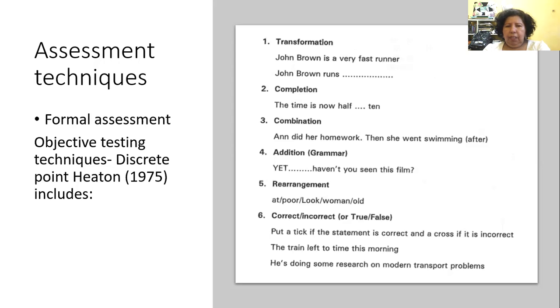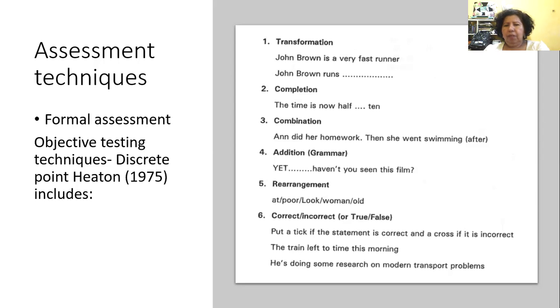Another type is the addition, okay, for "yet." Then, "Have you seen the film?" There is a blank there also, so we need to add the "yet." The next part of this question is rearrangement, okay? We have a sentence that is in disorder, and we have to arrange it again in the correct way. Then we have number 6, which is correct, incorrect, or true or false.